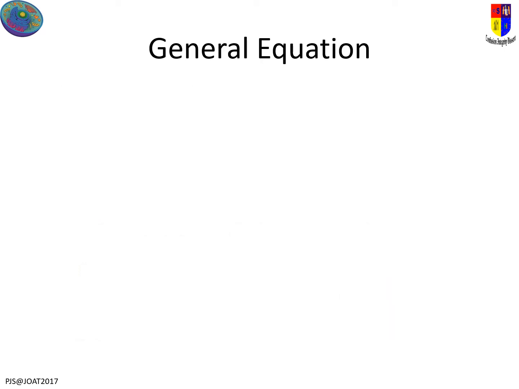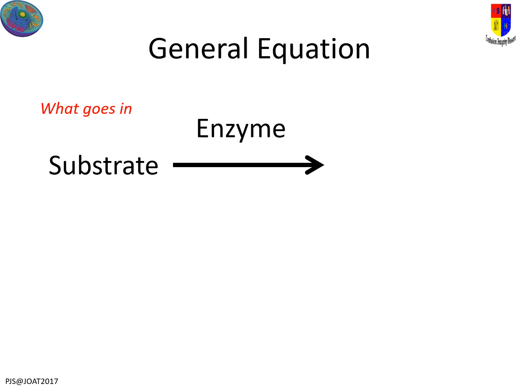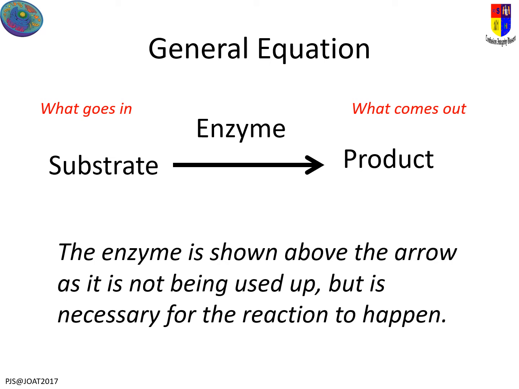So looking at enzymes, you need to have a kind of general equation that you're running. So the general equation goes substrate, so whatever goes in, and then the enzyme over the top of the arrow, and that's important because the enzyme is not really going in and then being used up. That's the whole point of what catalysts do. So we put them above the arrow to show that they are not being used up, and finally we get our product coming out the other side. And that's your general setup.